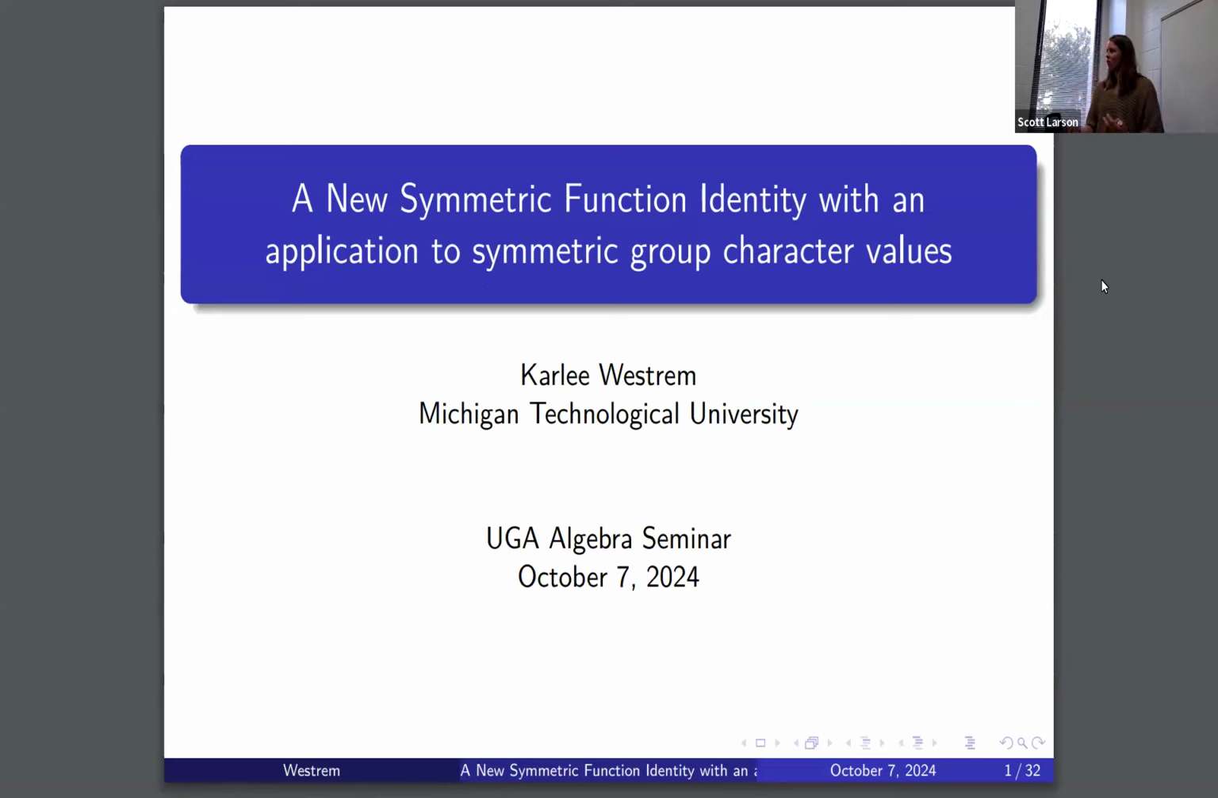Thank you, and thank you for the invitation to come here and speak, and for all of you for being here. As was already said, I'll be talking about a symmetric function identity and its application to symmetric group character values.